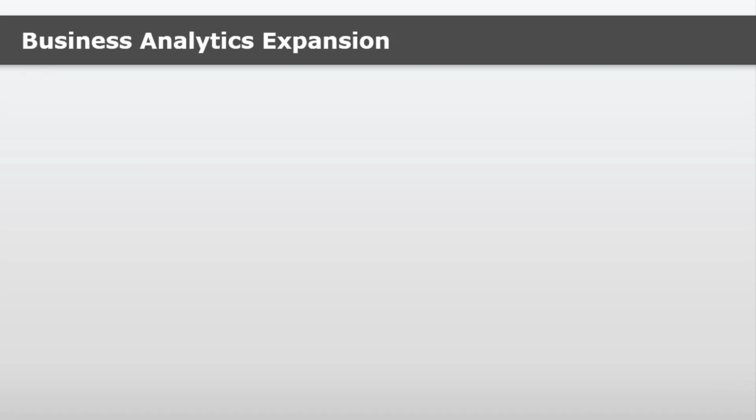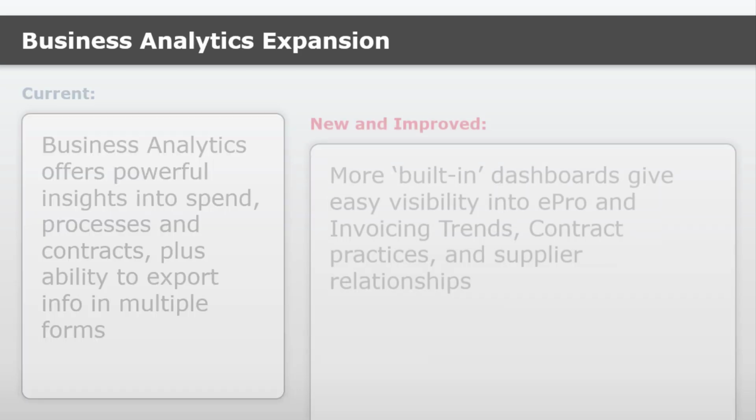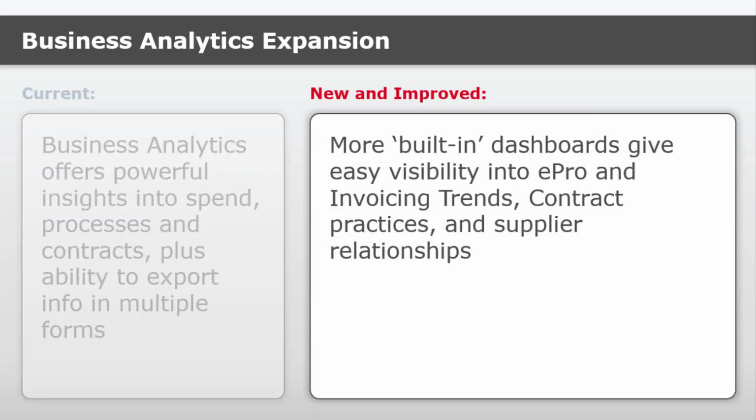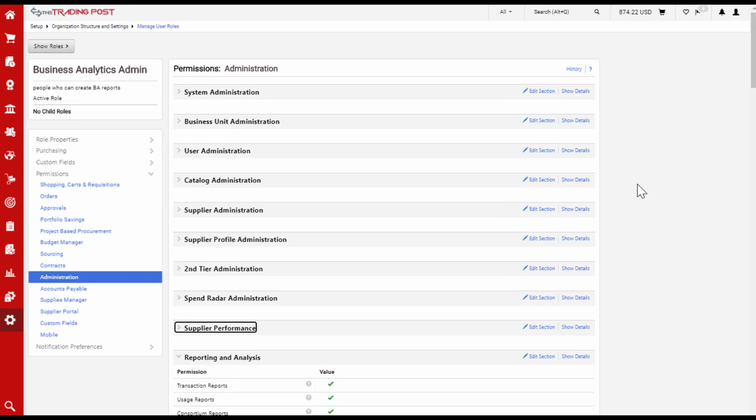If you are using it now, you know that Jagger's business analytics functionality offers powerful insights into spend, processes, and contracts, and the ability to get that information out of the system in graphic form or as a robust data dump. With 20.2, you'll see more built-in dashboards that give you easy visibility into the ePro and invoicing trends, along with contract practices, and now supplier relationships. Let's take a quick look in the application.